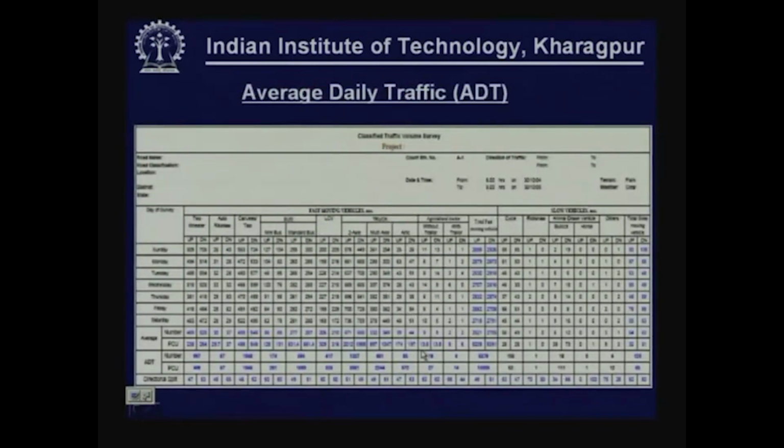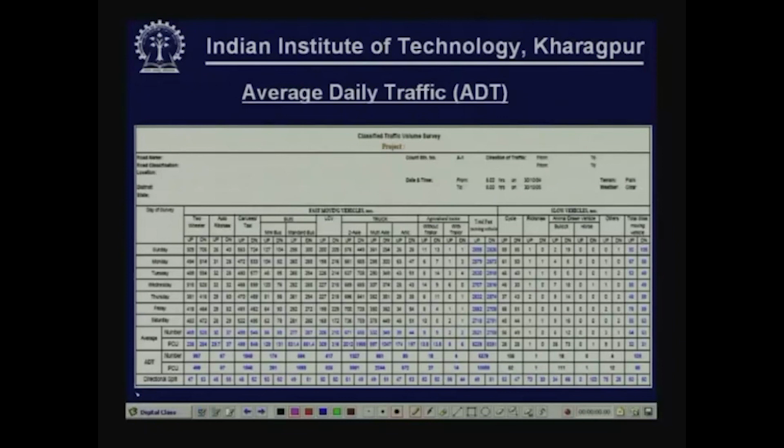This is the average daily traffic data. I know it is difficult to read anything from that, you need not read the numbers really, but one should observe carefully what information we are trying to put in a concise form. Here I have given the project name, the count station number, date and time, direction of travel, what the terrain condition is, what the weather condition is, which district and state it belongs to, the road name, location, everything. Now, what we are trying to show here is a typical example of representing 7-day traffic volume data.